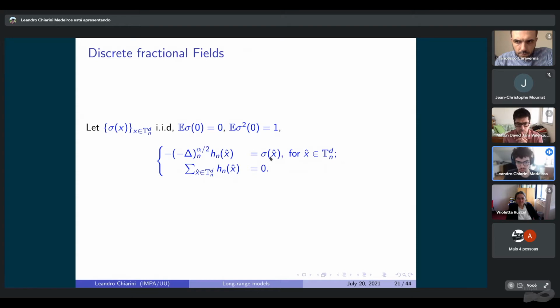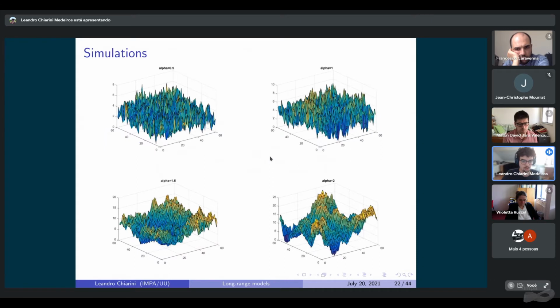Notice that we're not assuming at this point that the noise is normal. We're only assuming finite second moment, and we're assuming mean 0 and variance 1 just for convenience, but this is not important at all. And what we're going to do next is to study the supremum of Hn as n goes to infinity and scaling limits of those fields.